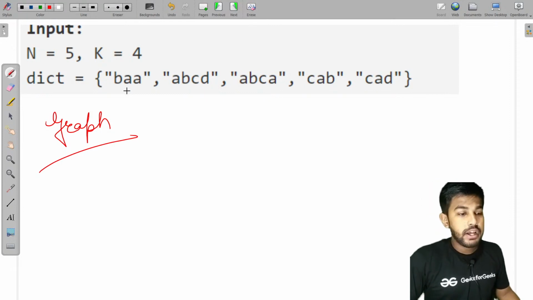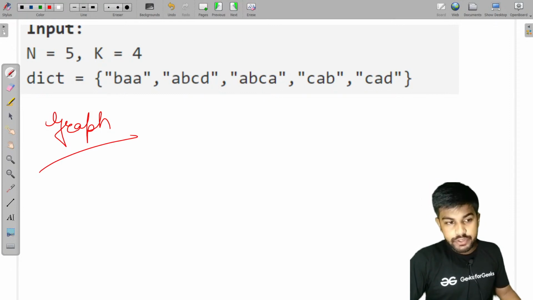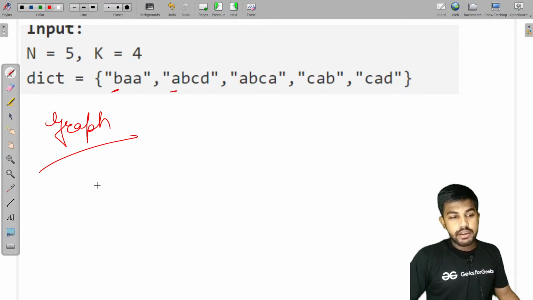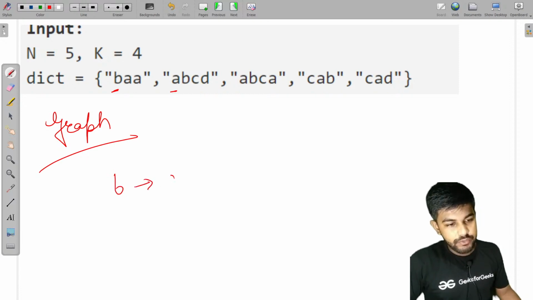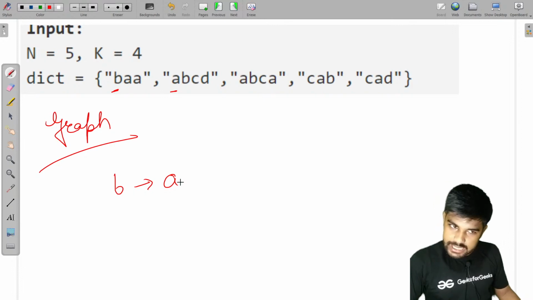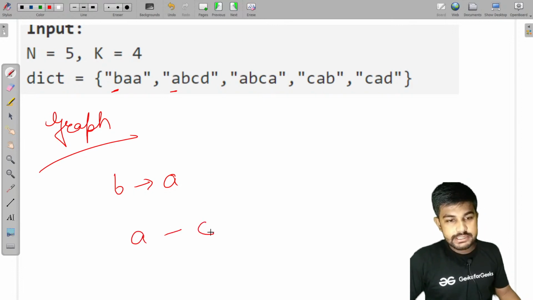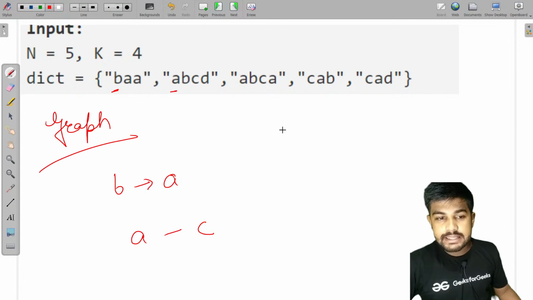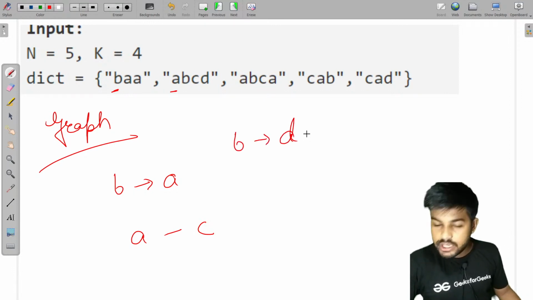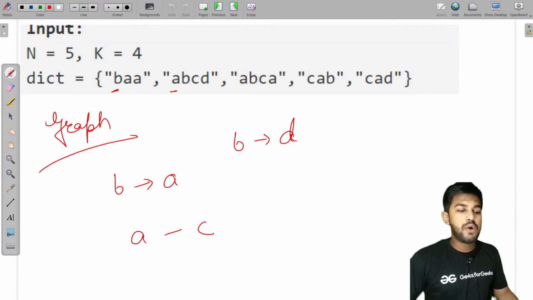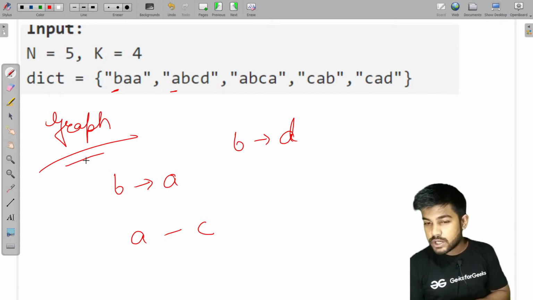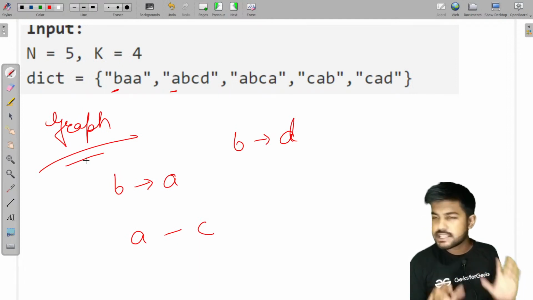Yeah, build a graph. So what we can simply do is relate B with A and A with C, and then B with D itself. Now suppose you are not able to come up with a solution, you just know that this is a graph problem.